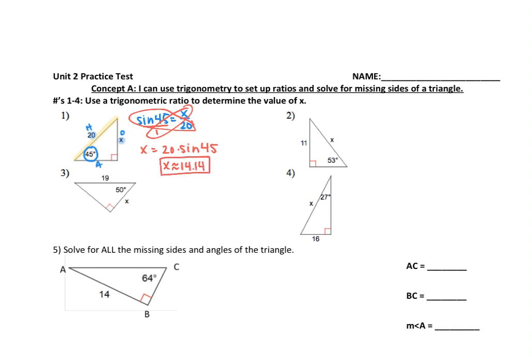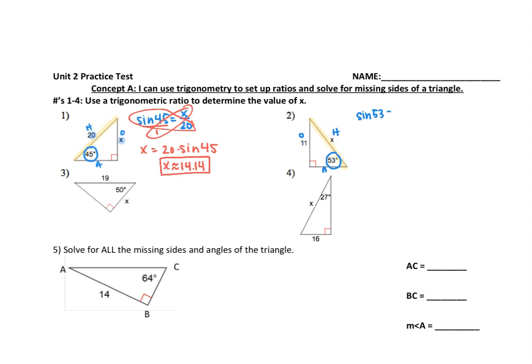Okay, number 2, same thing. We're going to highlight the hypotenuse and circle our reference angle. We're going to label our sides. So 11 is the opposite side, and this blank side is the adjacent. So again, we have OH, which tells me I'm going to use sine.